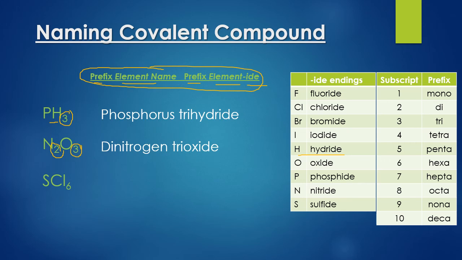SCl6. So S is sulfur. How many? There's just 1. Since it's the first element present, we are not going to use the prefix mono. So it will be sulfur, and then chlorine becomes chloride. Since there are 6 of them, the prefix going on that one will be hexa, so hexachloride.